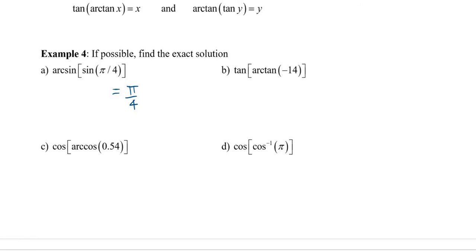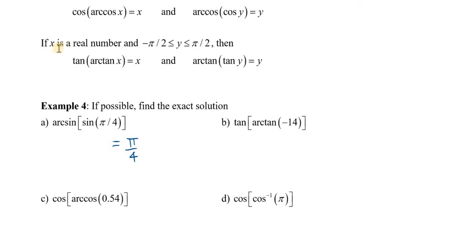So the answer here is pi over 4. Looking at example B, the tangent of the arctangent of -14, we need to figure out, using our little rules here, is x a real number for the arctan of x? Yes, -14 is a real number. So if we take the tangent of the arctangent of that real number, we will get that real number. So we get -14.